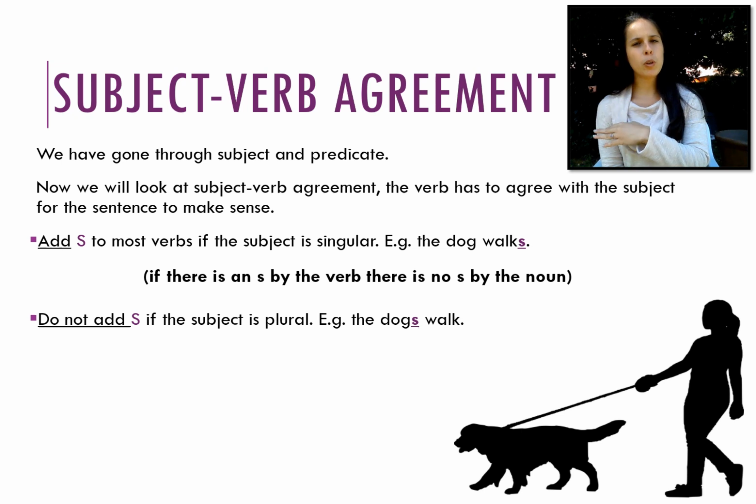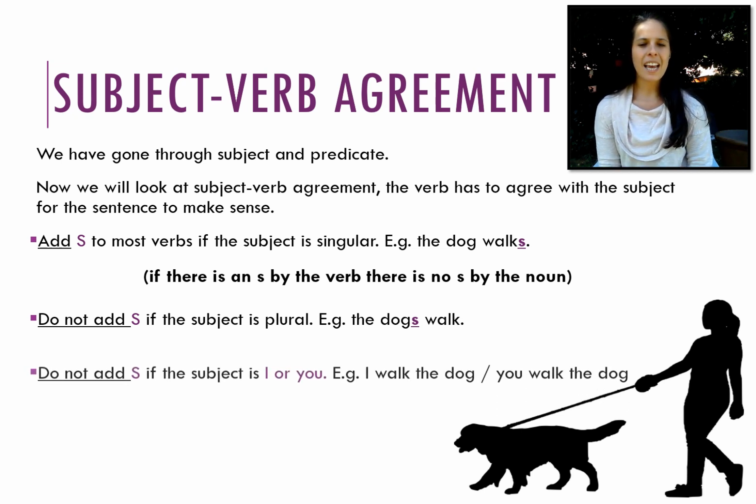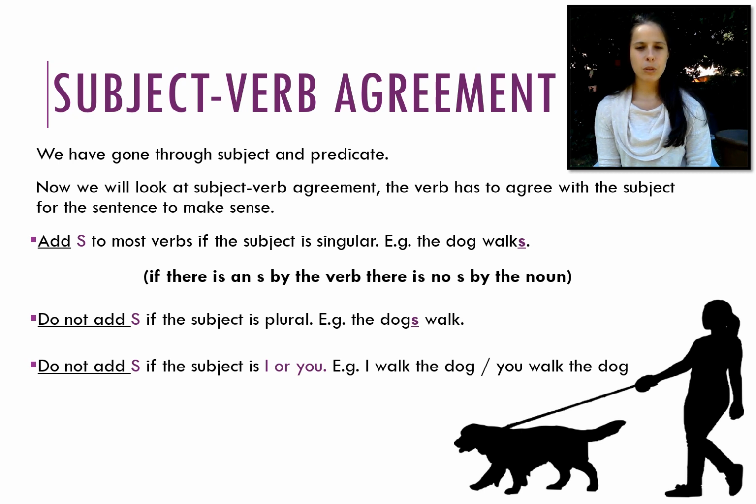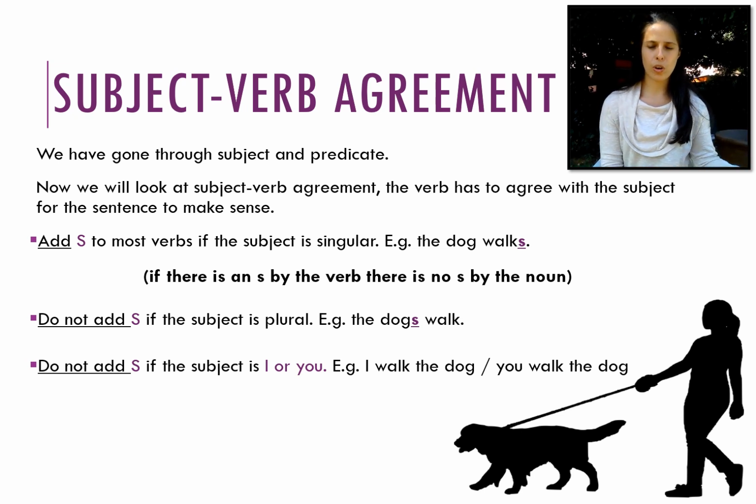If the subject is plural, you take away an s from the verb. So my example is, the dogs walk. Okay, very similar to my first one, but now those s's have swapped places. So I'm only having one at a time. And the last rule, do not add s if the subject is I or you. For example, I walk the dog or you walk the dog.